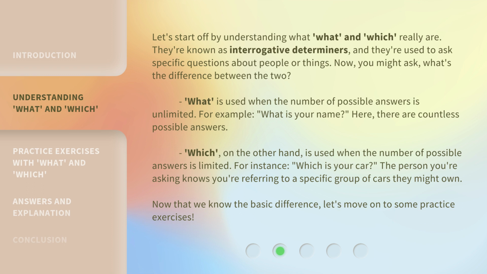Which, on the other hand, is used when the number of possible answers is limited. For instance, which is your car? The person you're asking knows you're referring to a specific group of cars they might own. Now that we know the basic difference, let's move on to some practice exercises.